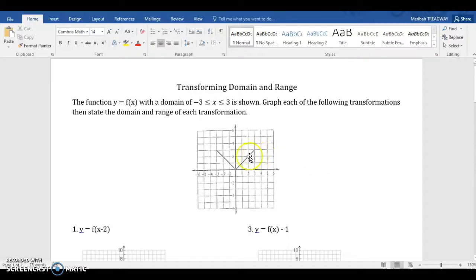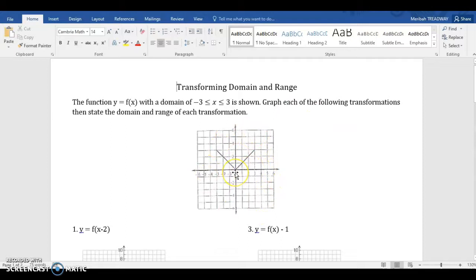And if we look at the range of this graph, I don't have arrows going off to infinity here, so it's just in the range from 0 to +3. So I'm going to write that down on my sheet as well. This is our parent function.